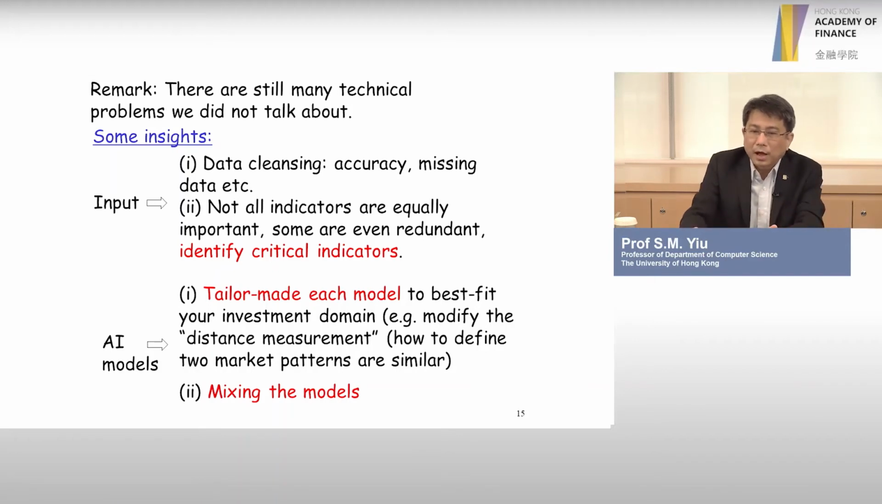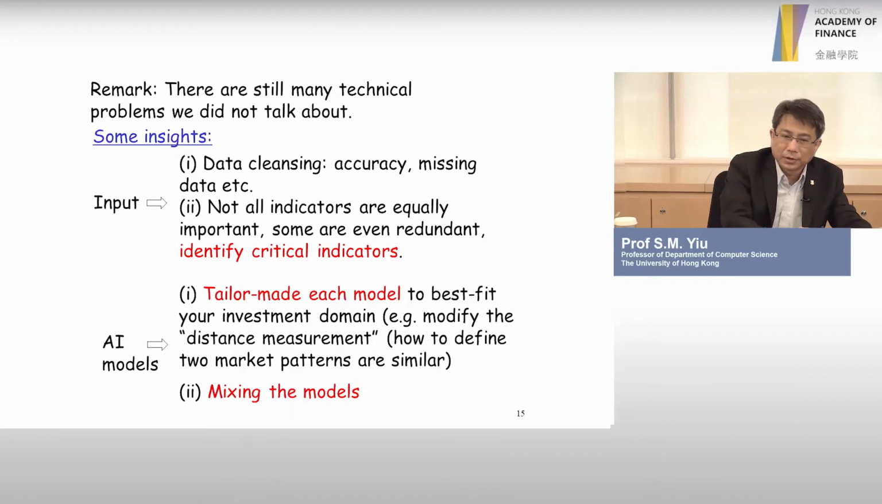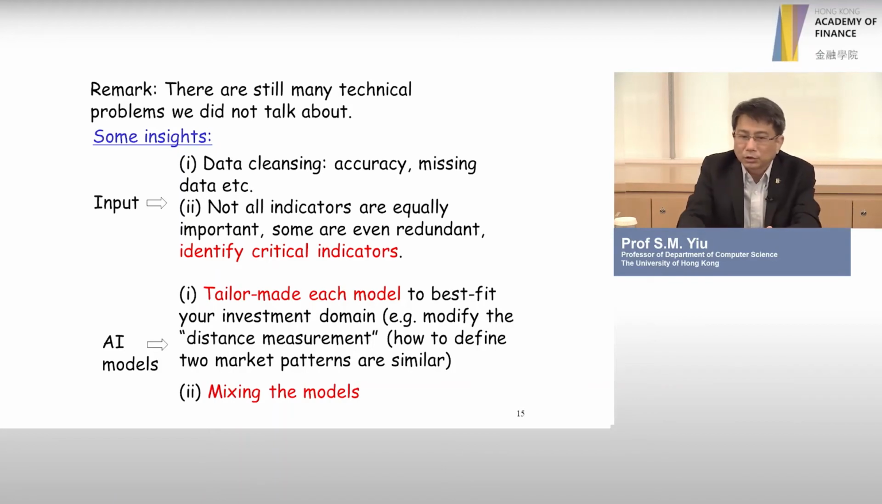So we need to define a quantitative measure. Otherwise, the AI model may not be able to work very well. So we need mathematics. For example, we need to define what the distance is between one pattern and the other, so we can see whether the 2 market patterns are similar or not.